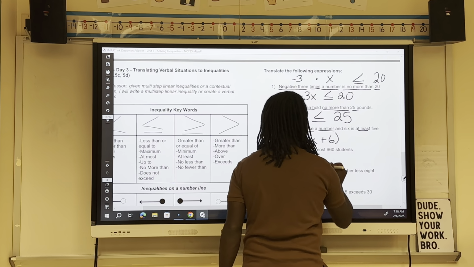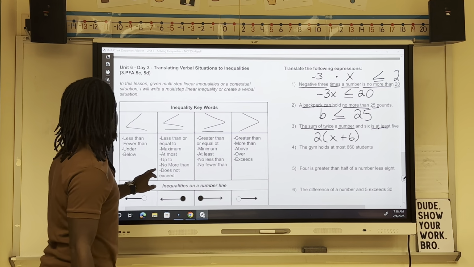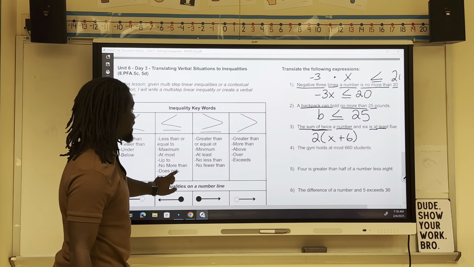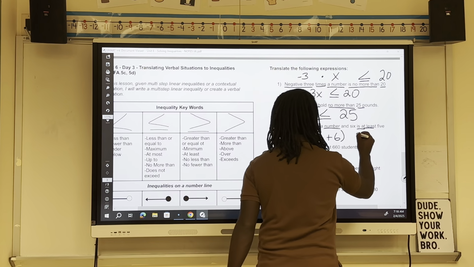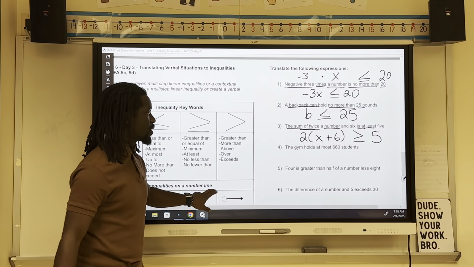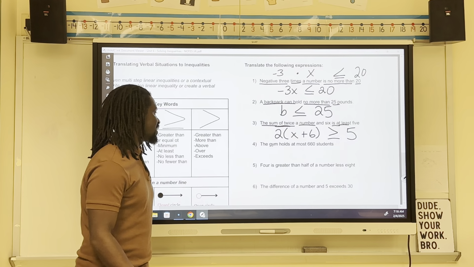Is at least, okay, is at least. Well, where is at least? At least is greater than or equal to. So is at least greater than or equal to 5. All right. Let's go on to the next one.